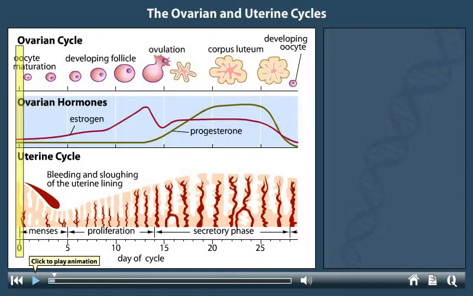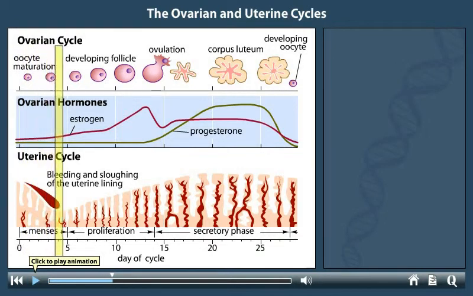The ovarian and uterine cycles are tightly coordinated. Hormones secreted by the ovary at different phases of the ovarian cycle trigger changes in the uterine lining. For example, at the beginning of the cycles, the levels of estrogen and progesterone are too low to maintain the uterine lining, and menses begins. About a week into the ovarian cycle, the developing follicle increases its secretion of estrogen, and estrogen levels in the body begin to rise. This hormone triggers the cells of the uterine lining to proliferate, and the lining becomes thicker.